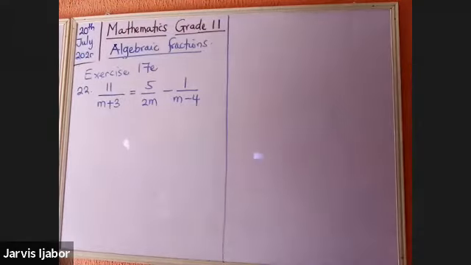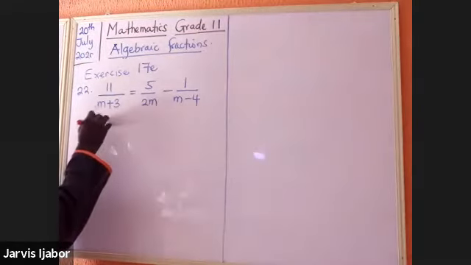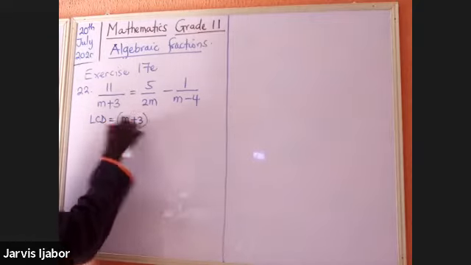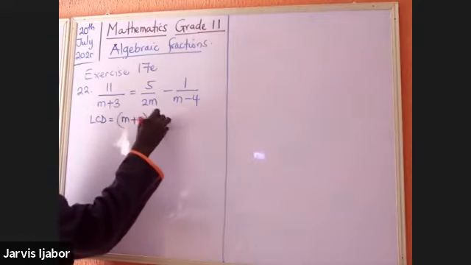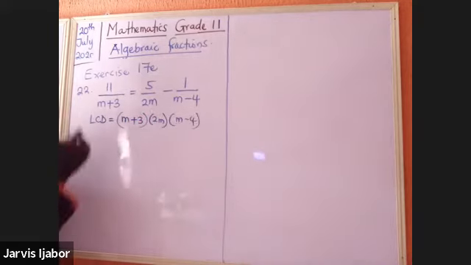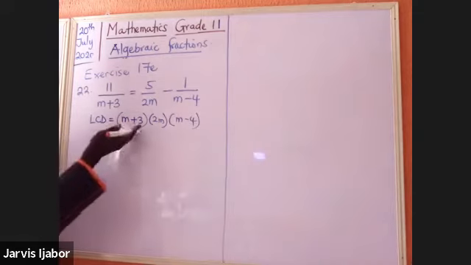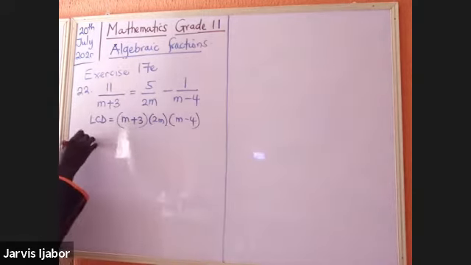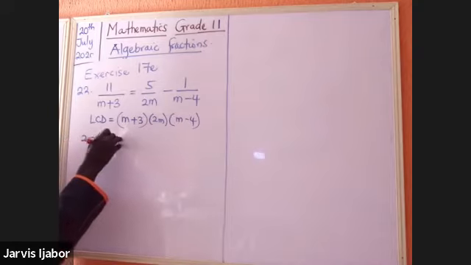The first thing we need to do is to establish what the LCD is. The LCD in this case will simply be m plus 3 into 2m into m minus 4. Applying relevant substitutions, when this divides this, you'll be left with these two. So you have 2m into m minus 4 times 11.